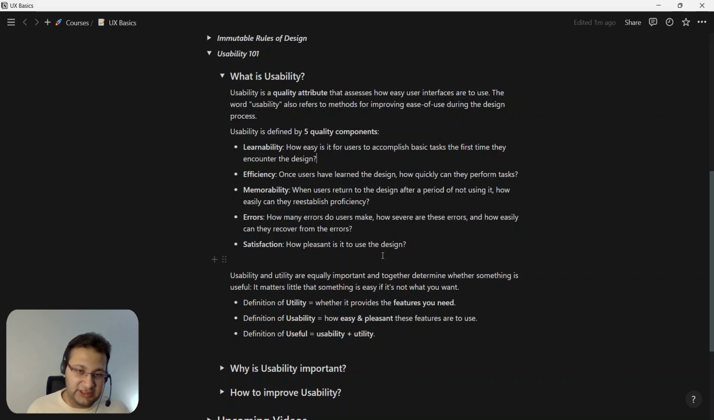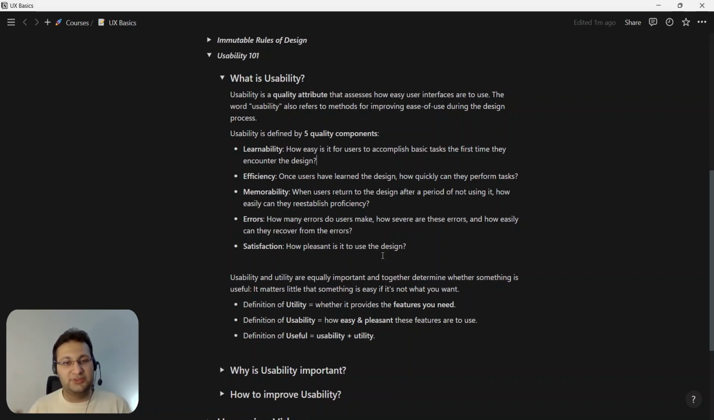Usability plus utility makes usefulness. If either one is lacking, your product is not useful to me and I won't use it. And nowadays, with so many products in the market, if you cannot be useful for the user, you won't survive. So that's usability for you.